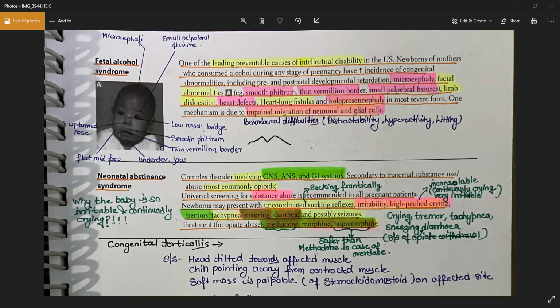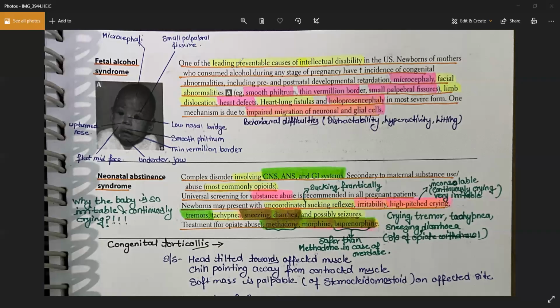In these patients, they have a very smooth philtrum, with no depression. A smooth philtrum will be there, and a thin vermilion border. Their lips become very small, very thin. They have an underdeveloped jaw, and mid-face hypoplasia, and that's why the low nasal bridge will be seen. Those are the things you will see in fetal alcohol syndrome.